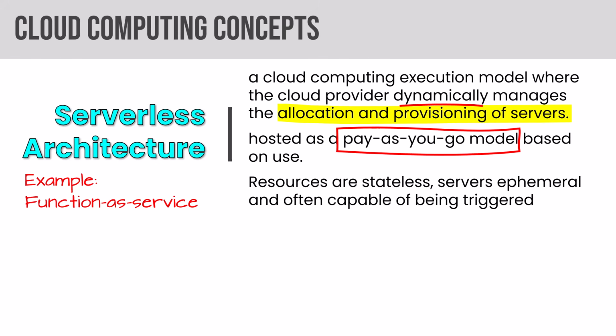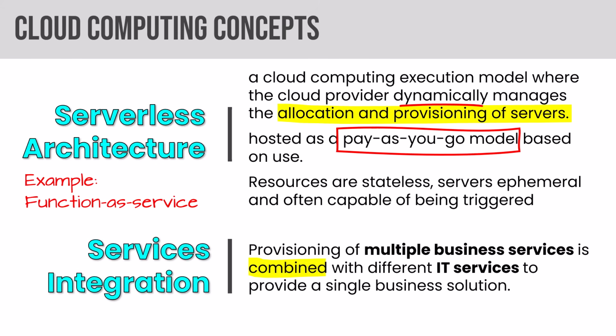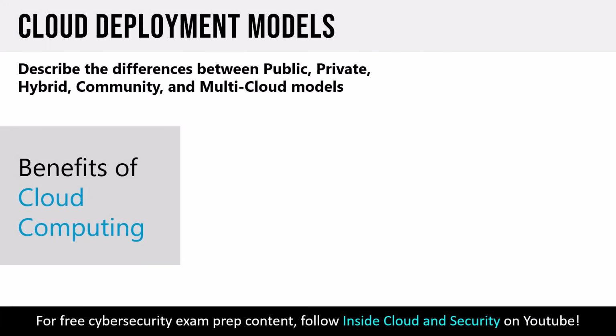Function as a service is a great example of serverless architecture. Azure Functions, for example. Or Amazon Lambda would be the equivalent on the AWS platform. And services integration. So provisioning of multiple business services is combined with different IT services to provide a single business solution. Next up, we're going to dive into cloud deployment models.